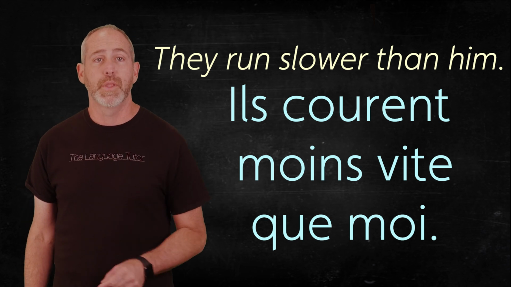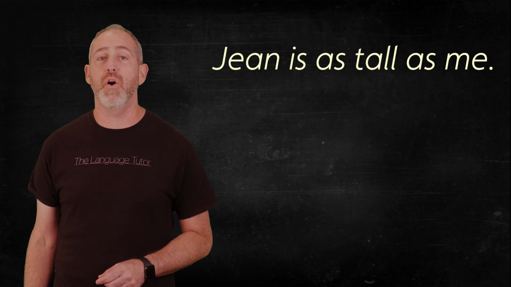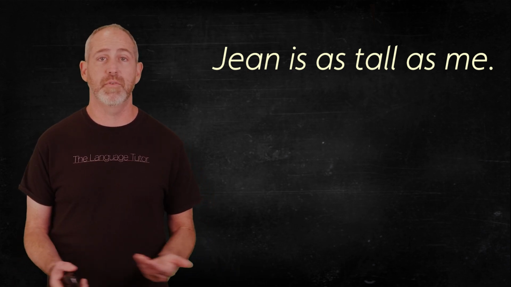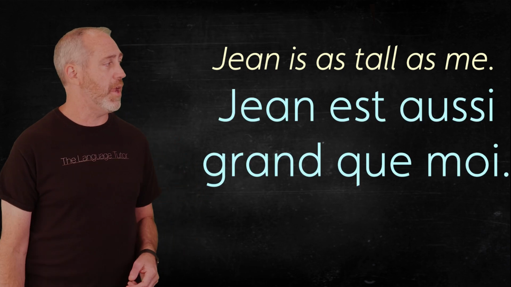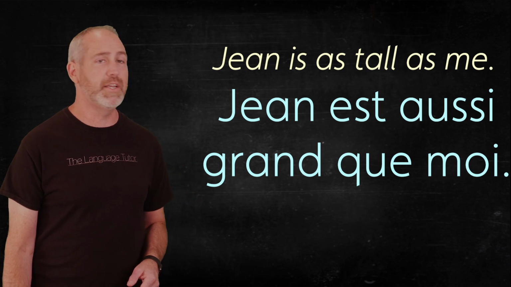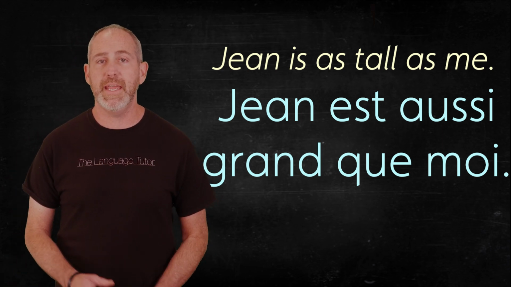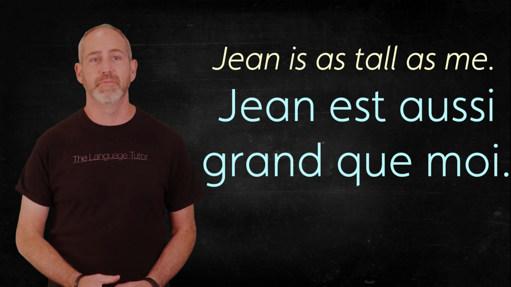All right, now, the last one we talked about was Jean is as tall as me. Kind of saying we're just about equal. Okay, so that would look like this. Jean est aussi grand que moi. So he is also tall as me, like me. All right, now, that's how we do comparatives, my friends.